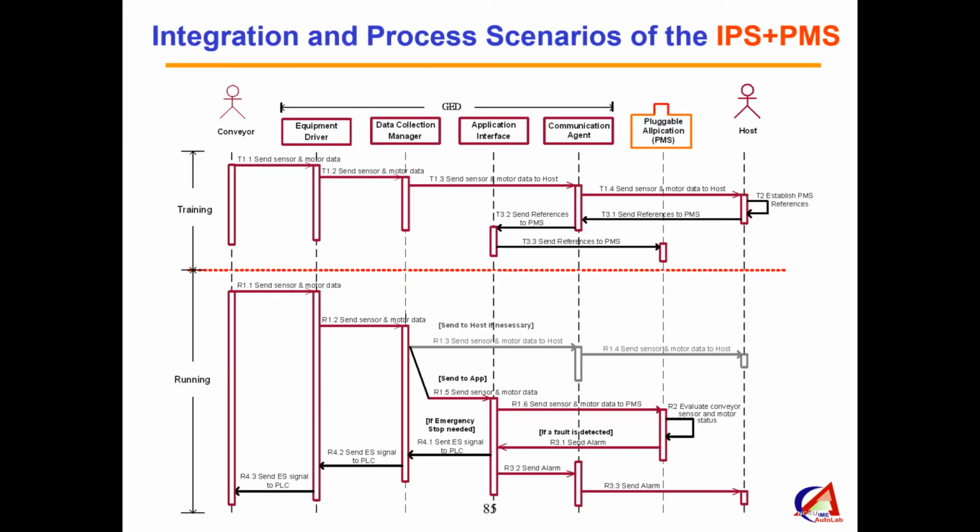So you see, after we explain this one, we know that we have two phases. Phase 1 is doing training. Phase 2 is running. Phase 1 is we need to collect the healthy data to establish the standard pattern. So you see, after collecting all the data, we need to establish the PMS reference. That is the model. So after identifying that this is a good model, then we can store it into the pluggable application. That is the reference.